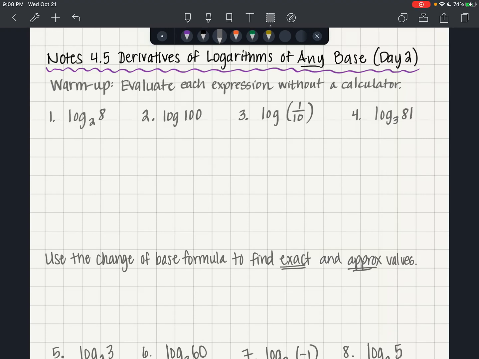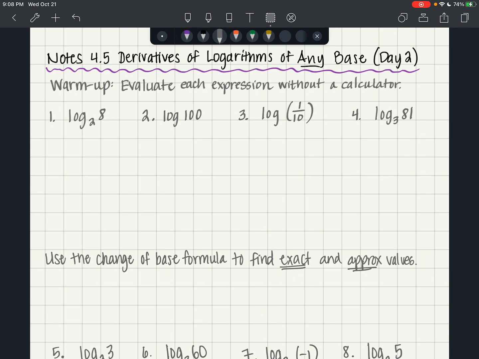We're going to now find derivatives of logarithms of any base. So we previously found derivatives of natural logarithms. Now we're going to move on to when we have logarithms given bases other than e. When we work with logarithms, it's always helpful to go back and review what some of these values are so that we're keeping in mind what a logarithm really is.